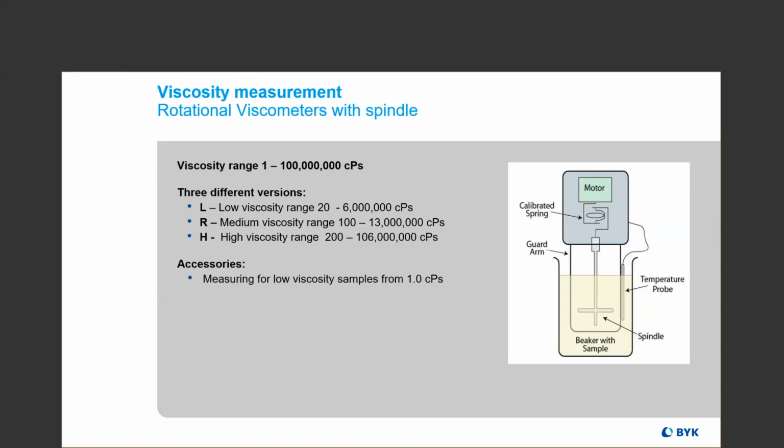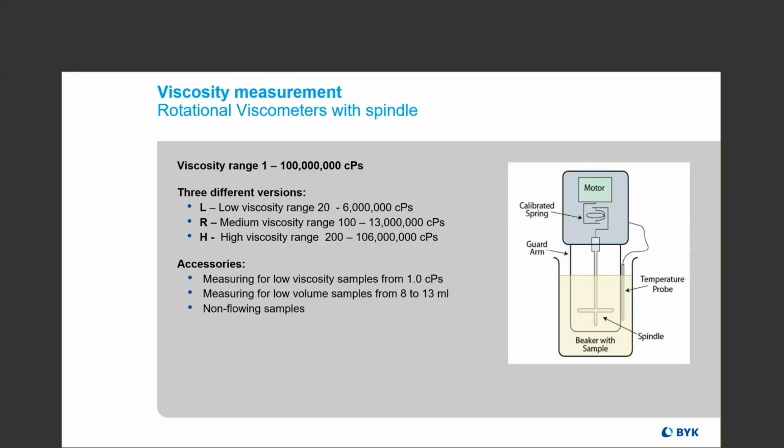And some of the accessories we have available for these rotational viscometers include a low viscosity accessory for measuring samples with viscosity all the way down to 1 centipoise, which, by the way, is the viscosity of water. We have a small sample adapter for measuring low volume samples from 8 to 13 milliliters. Generally, with these rotational viscometers, you need maybe a few hundred milliliters of liquid, but with the low volume adapter, you can measure as small a volume as 8 to 13 milliliters.